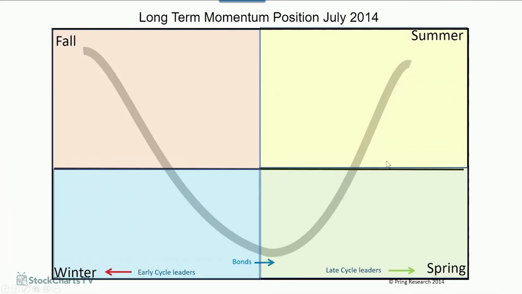Here we have bonds bottoming out down here in the spring section, and the S&P still in the summer phase, but getting towards the peaking out period. And then finally, we have industrial commodities, which are in a buy mode. So let's take a look at the individual groups.